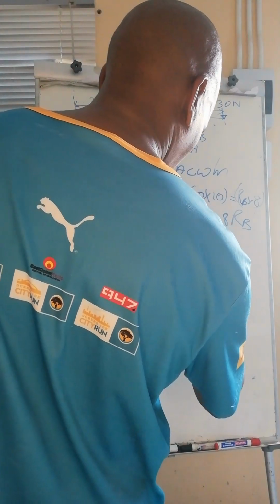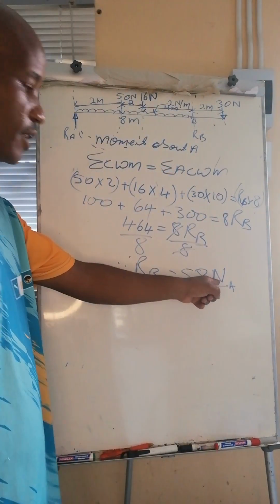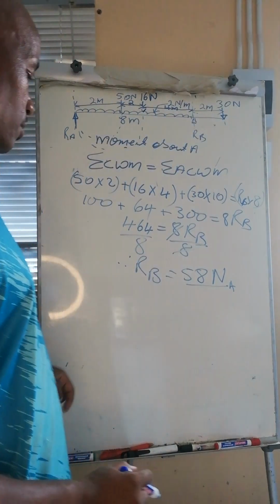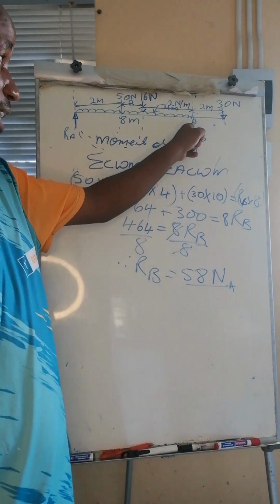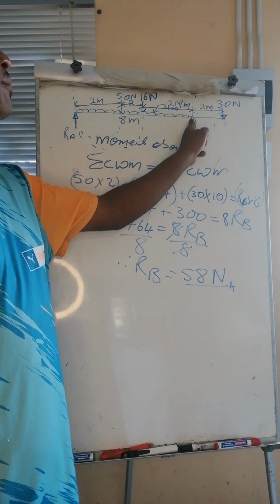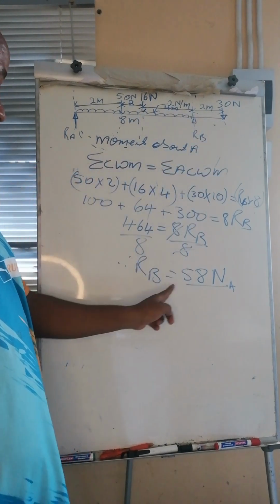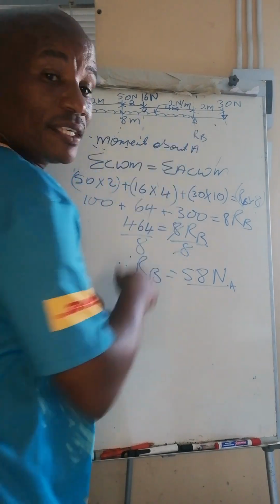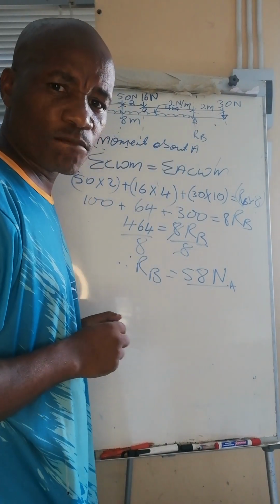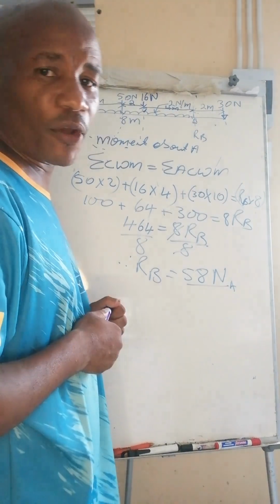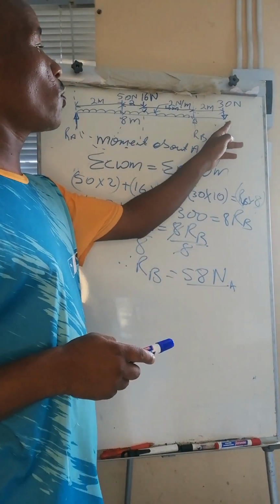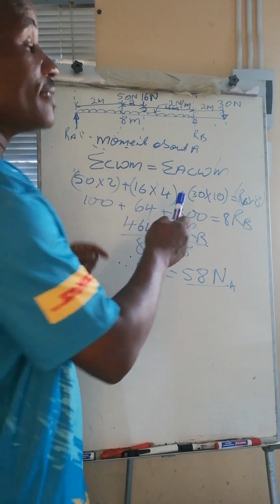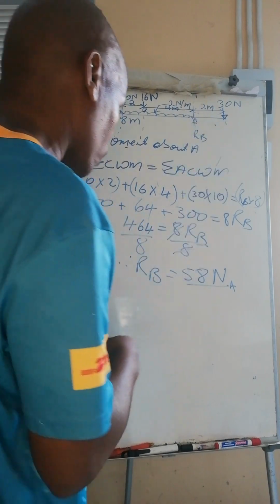58 Newton. In this case, the units are in Newton because we are working in newtons. So the reaction at that support, which is 2 meters from the end, is equal to 58. Remember guys, the reaction can be at any point. It's not necessarily that they will always be at the end. They can be at any point, but it must be a support.